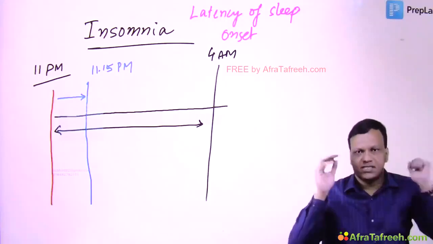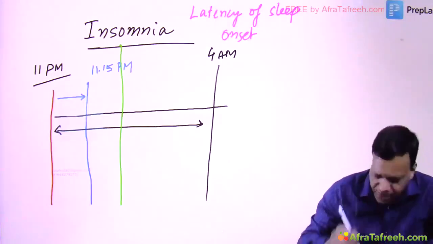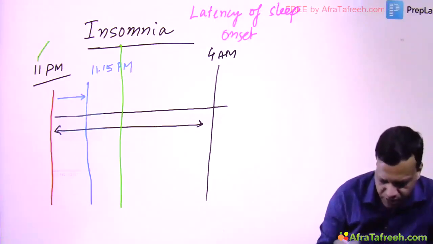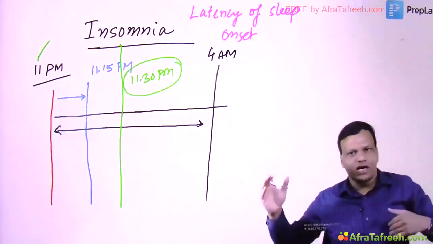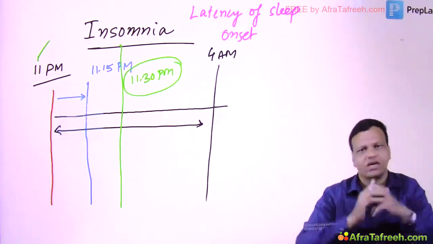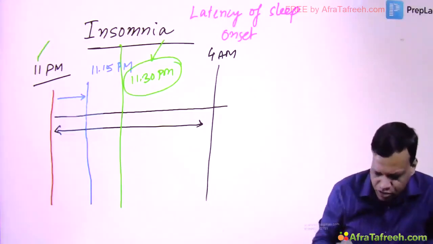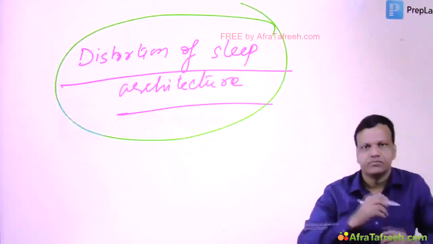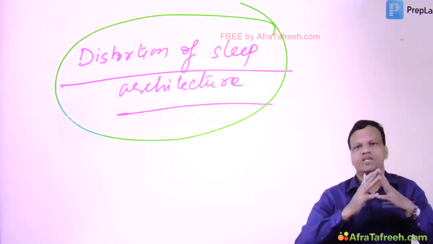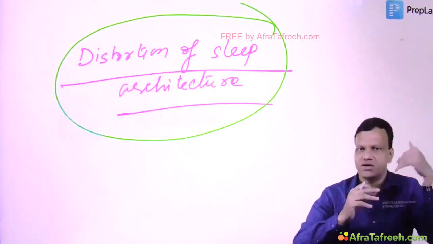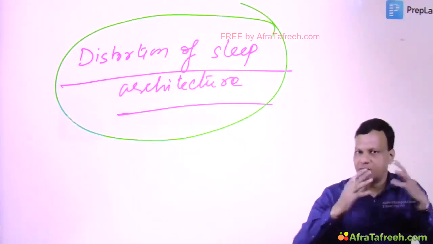So the latent period increases. When we give barbiturates or benzodiazepines, they decrease the latent period. That means the person will try to sleep at 11, and will sleep at 11:30, 11:40. They decrease the latent period. Instead of 4-5 hours, the person will sleep in half an hour. But the problem is, although they decrease the latent period, which we want, they cause distortion of sleep architecture. They increase the quantity but decrease the quality of sleep. So that is the major problem with benzodiazepines and barbiturates.